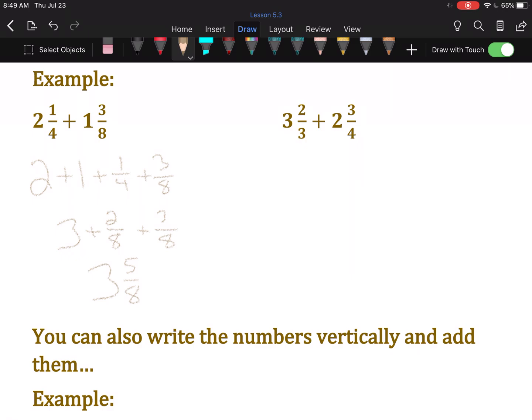Okay. Again, I can change this into 3 plus 2 plus 2/3 plus 3/4. 3 plus 2, of course, is 5. Now I can't add these fractions yet because they don't have a common denominator. 3 does not go into 4. 3 does not go into 8. So 3 does go into 12. So 12 will be the common denominator.